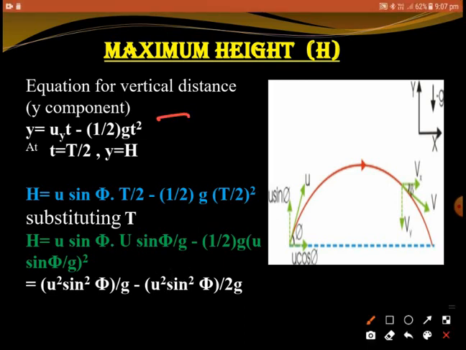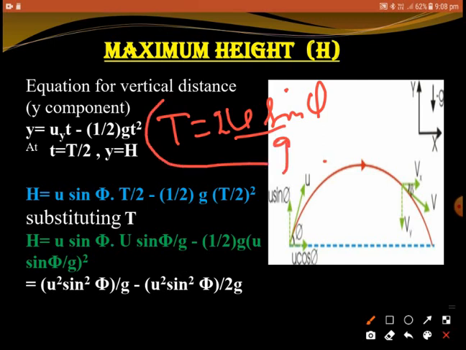Your expression of time of flight was nothing but twice u sine of phi divided by g. So if you replace this expression of t in this relation, then you will get it like this. Got it? After some simplification, it is equal to u square sine square phi divided by g, and here also u square sine square phi by twice g.